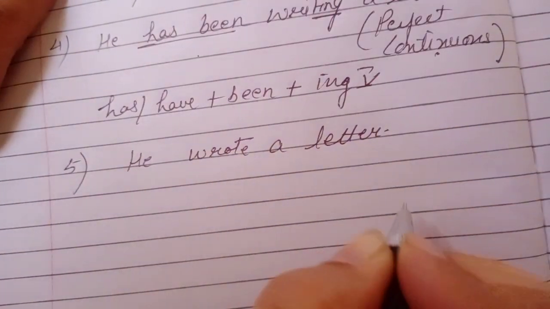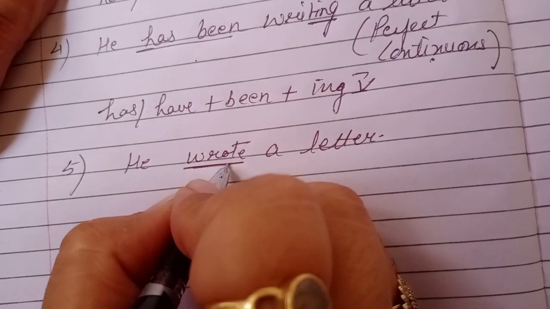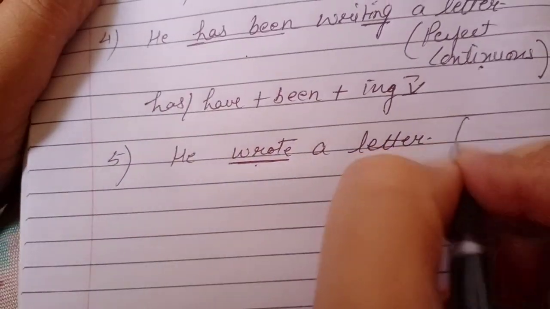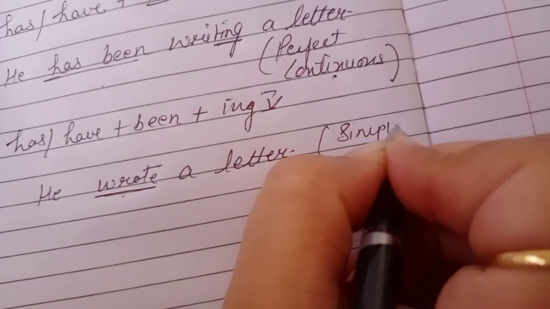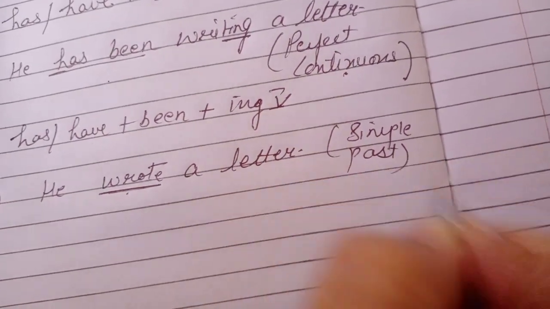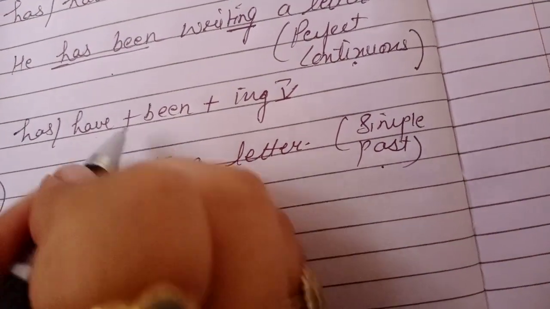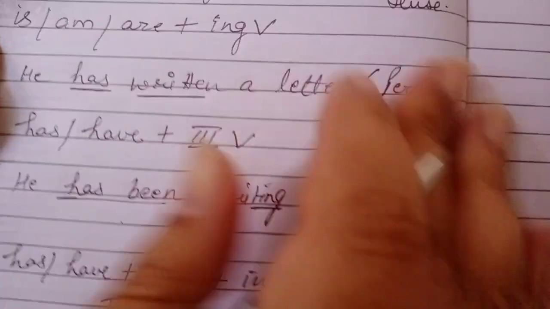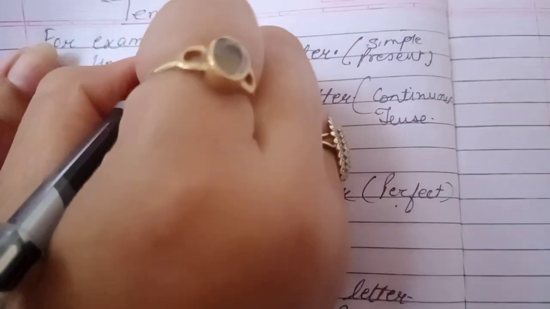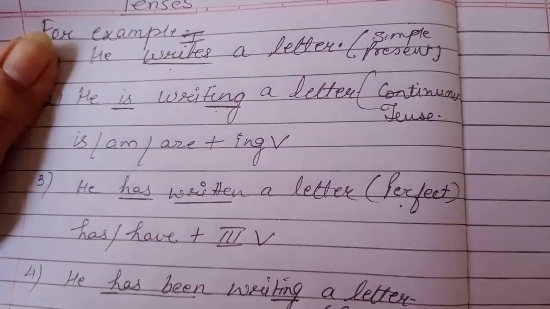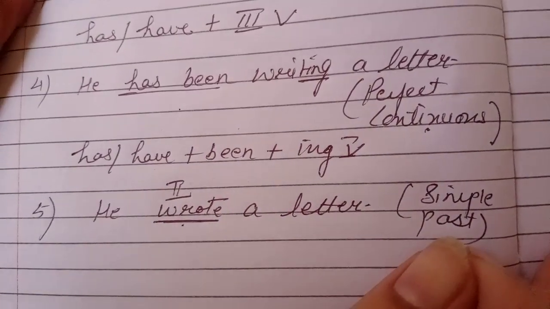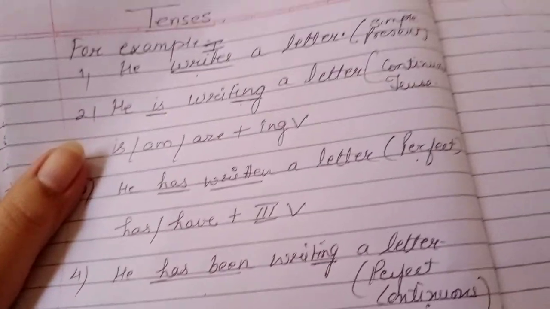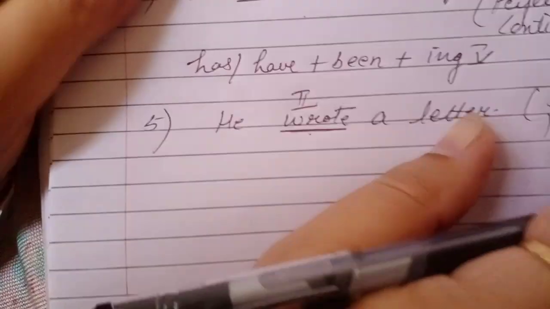Similarly, now number 5, he wrote a letter. Again, students, identify the verb. This is the second form of verb. It indicates that it is simple past tense. Now, why is it simple past tense? Because the verb is in second form. It was in present tense because the verb was in first form. That's why I have said whenever you see any sentence, first of all, identify the form of verb.